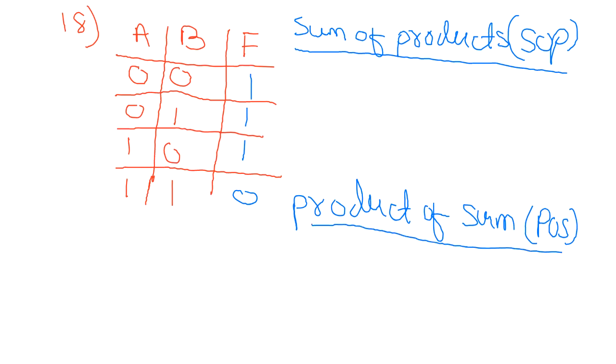Now, sum of products you will write where f is equal to 1. Now, tell me where is f equal to 1? Look here. Wherever in output you get 1, those inputs you have to write here. This 0 0, 0 means this is an input. So when it is 0, I will call it A bar. If it is 1, I will call it A, from Boolean logic. You know that. So 0 0 means A bar B bar.